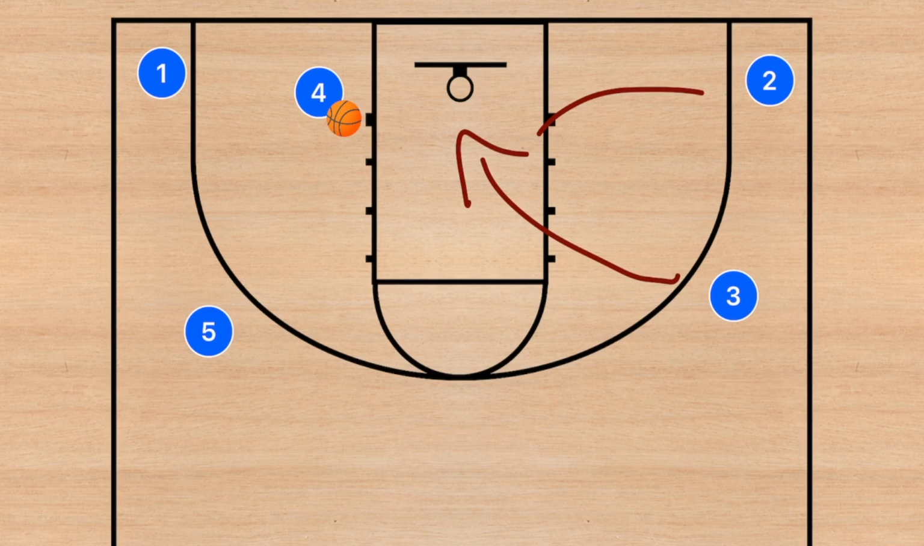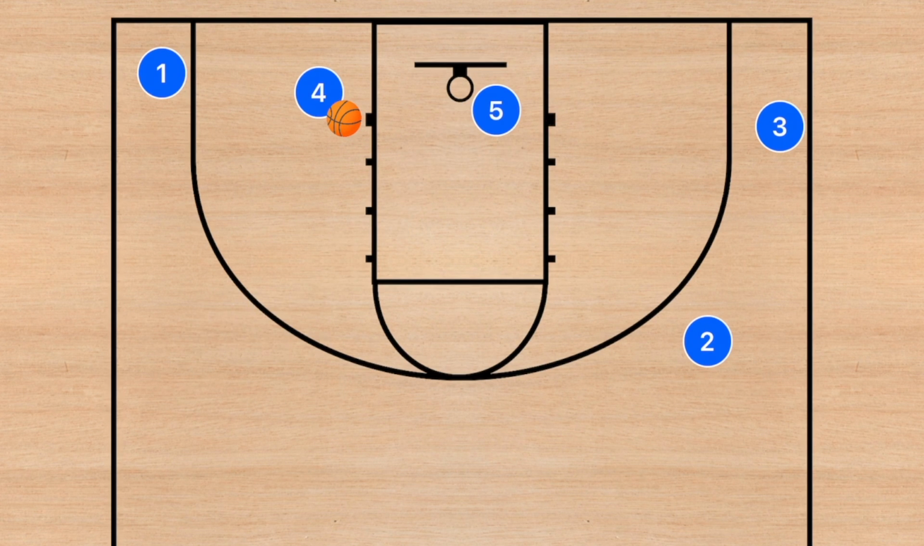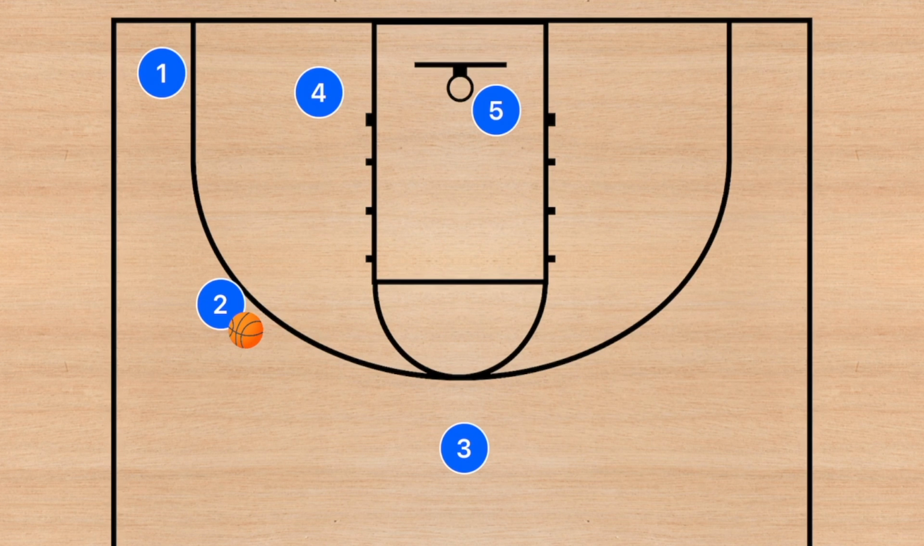And then we can run this play all over again where player 3 cuts, 2 lifts, nothing there. Player 5 cuts, nothing there. Player 2 sprints around. We kick this ball back out. Player 3 goes to the point. 5 goes out towards the wing.